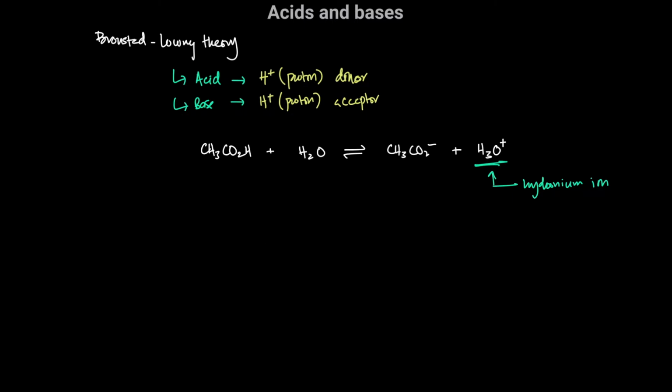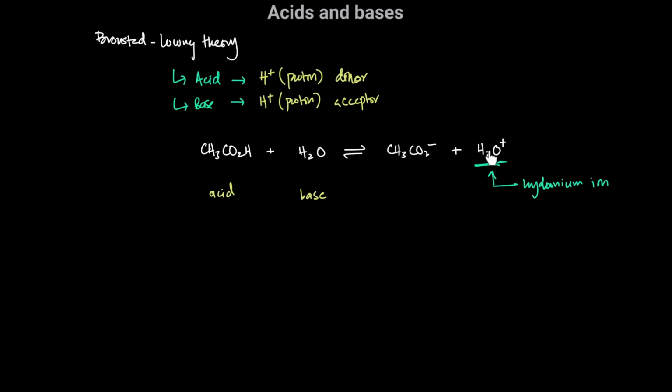Now if you look at this equation, what's the acid and what's the base? Ethanoic acid is donating a proton and water is accepting a proton. So ethanoic acid is the acid, and water is the base. More specifically, this is a Bronsted-Lowry acid because it's a proton donor, and this is a Bronsted-Lowry base because it's a proton acceptor.